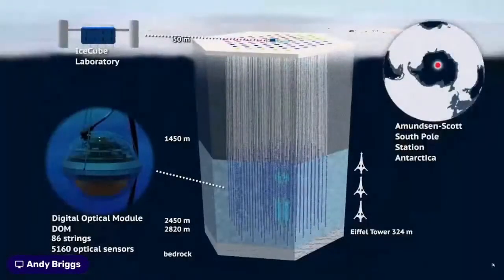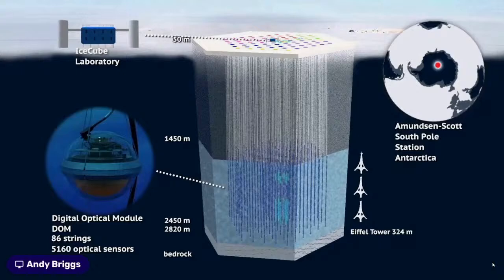So if you look at top left of this graphic, there's the laboratory sitting on the surface of the ice. And underneath the ice, they have dropped 86 strings, if you like, cables, with a total of 5,160 optical sensors. What on earth is this all about? And they go down a long way as well. You can see on the right the height compared to the Eiffel Tower.